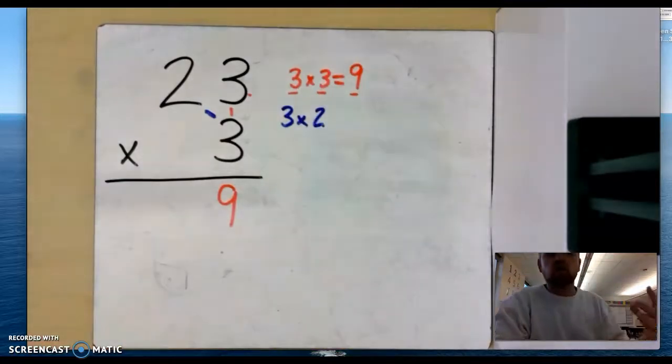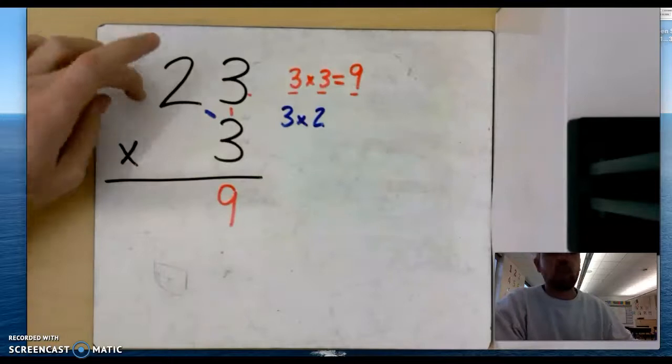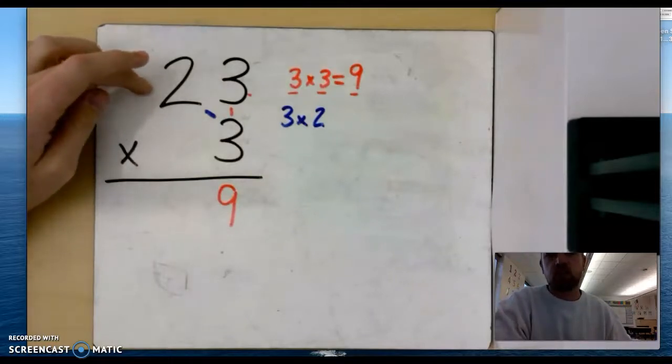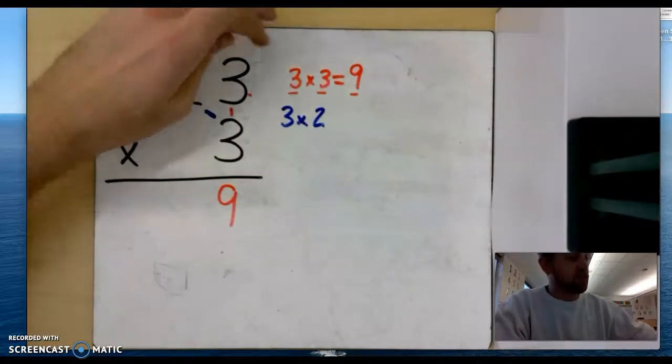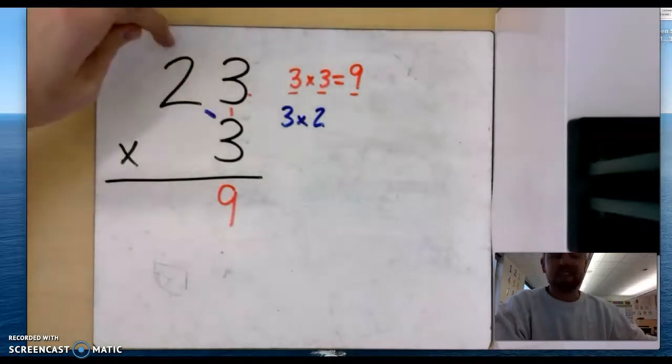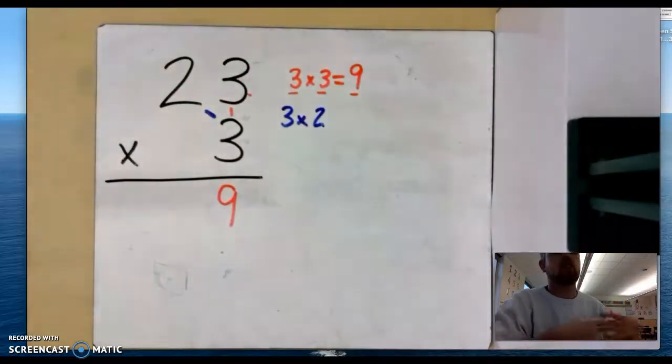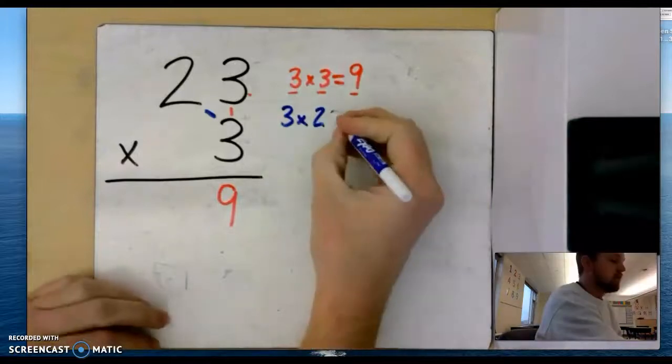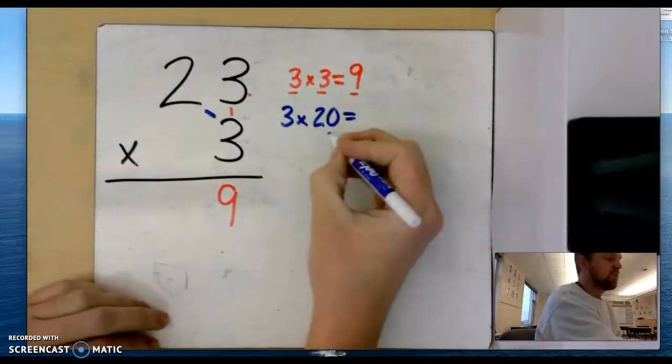Now, here's what I know about place values. While this is a 2, it does not represent a 2. Being that this is the ones place, my 3 represents a 3. This is the tens place, so my 2 is actually representing 2 tens, or 20. So again, I'm going to have my 3 times 20.